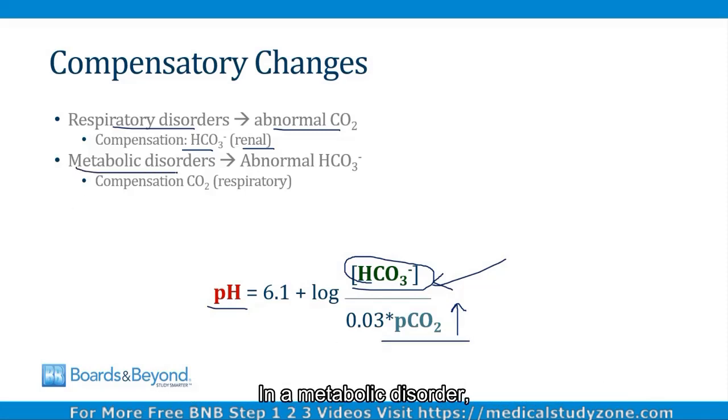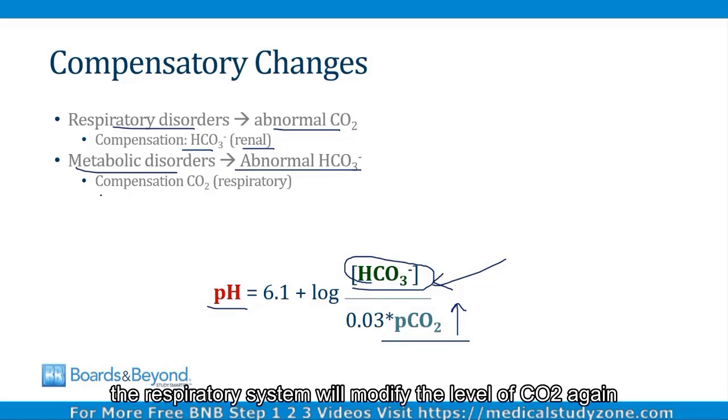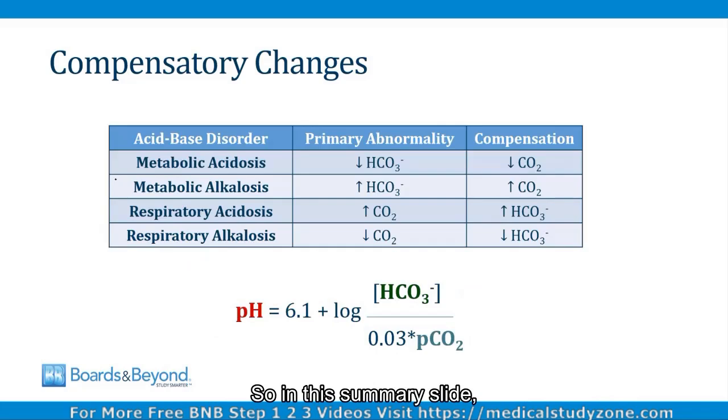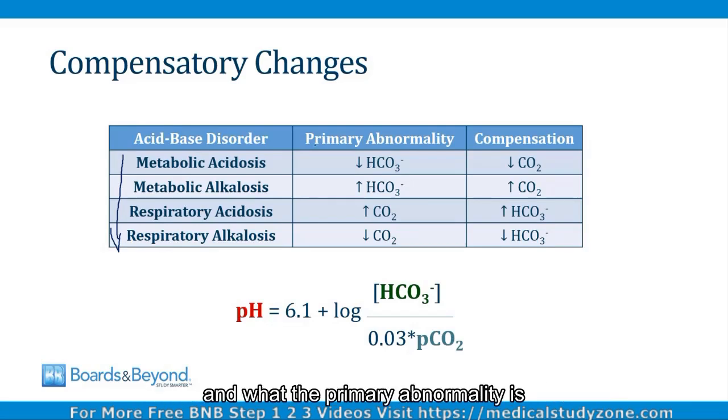In a metabolic disorder where you have an abnormal bicarbonate, the compensatory change comes from the lungs. The respiratory system will modify the level of CO2 again to try and bring the pH back towards normal. So in this summary slide, I've shown the 4 different types of acid-base disorders and what the primary abnormality is and what the compensation is.